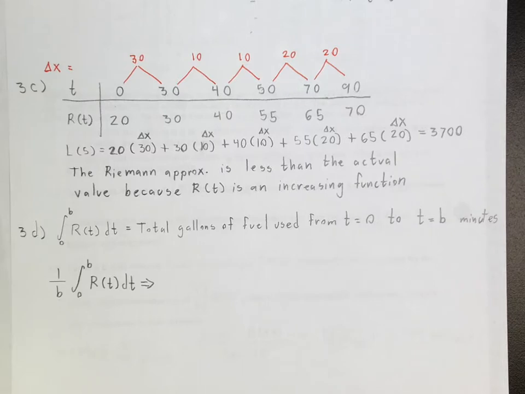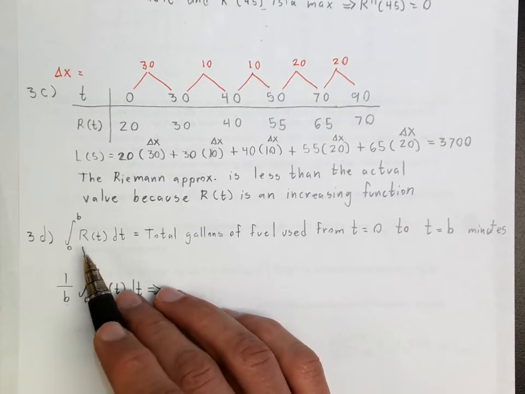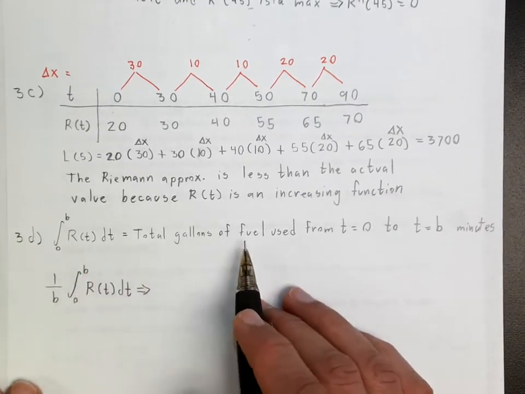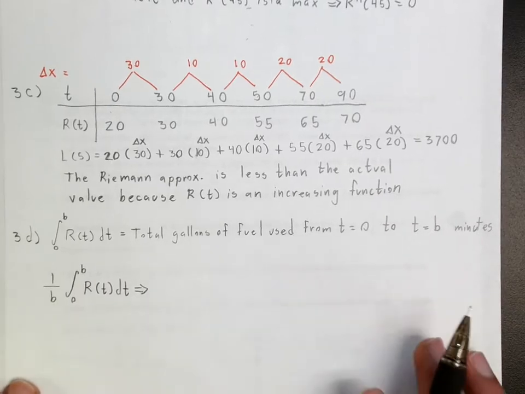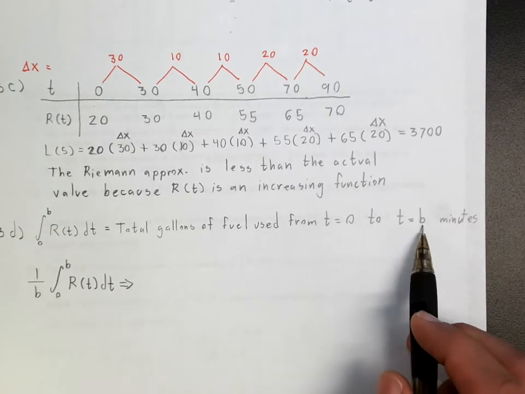If you have the rate of consumption, R of t, the integral of that is going to be the total gallons of fuel used. So that's going to give you the total gallons of fuel used from t equals 0 to t equals b. Now remember that b is minutes. All right, so both of these are in minutes.